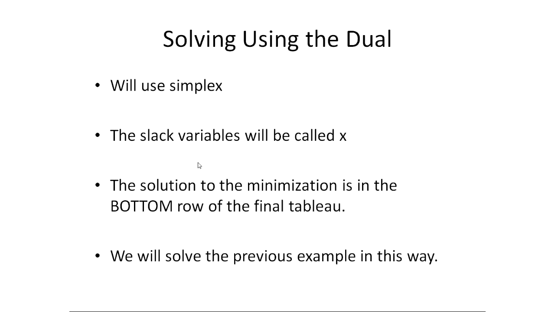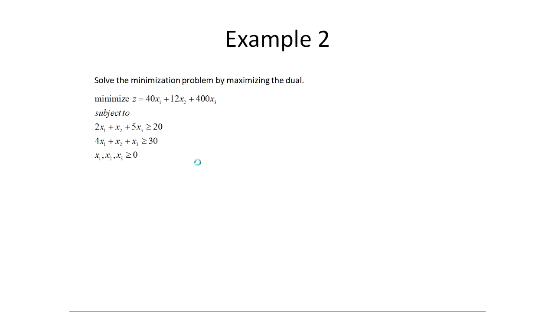What will actually happen is we'll let the slack variables be our X variables. And so we may have slacks like X1, X2, and X3, and then we'll read our solution from the bottom row. So it'll be a little different than what we did before. So what we'll do is we'll go through the example we set up in the other video, and we'll actually solve this using the dual.